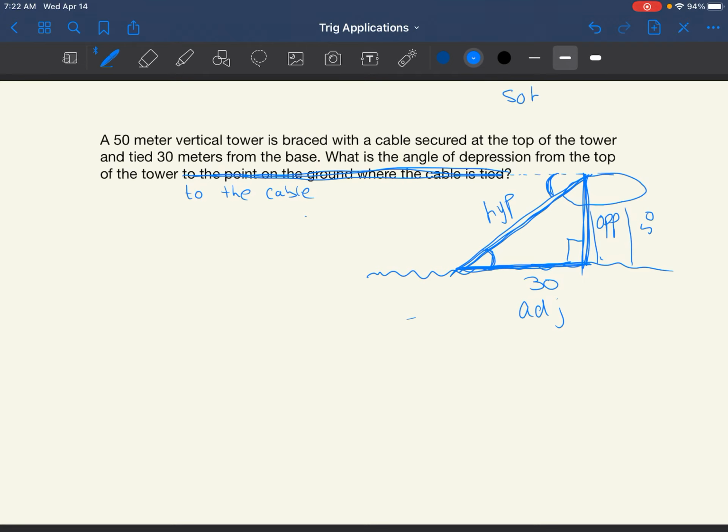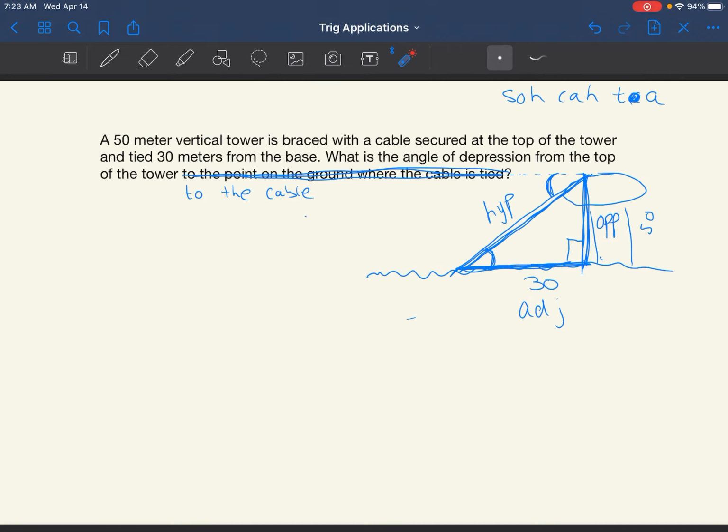I'm going to write SOHCAHTOA. I'll walk through it a little bit quicker because we did this in the last few problems. SOHCAHTOA reminds me what sine, cosine, and tangent are. And then I need to determine which one I'm going to use: sine, cosine, or tangent. Am I going to use the SO, the CA, or the TOA? Well, I look at my triangle. I have this measurement, 30, which is the adjacent. So I have to use A. And I also have this measurement right here, 50, which is the opposite.